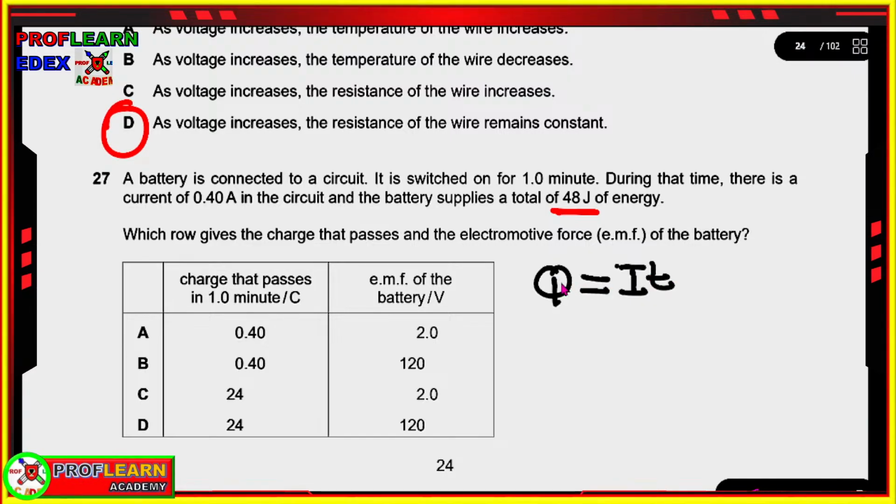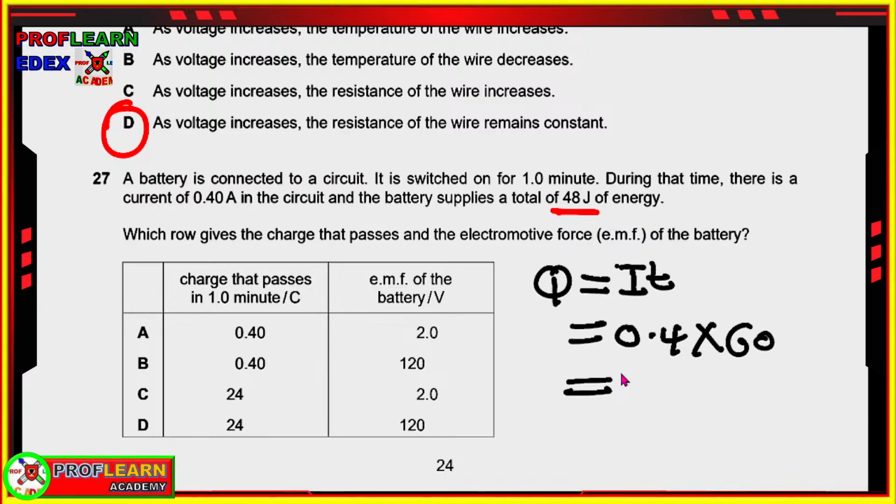We can use that. And we are told time is 1 minute, and 1 minute is equivalent to 60 seconds. Somebody's not awake. 60 seconds. So this is going to be 0.4 times 60. So the charge that passes through there is going to be 24. So these two are out. So this is 24 coulombs in one EMF.